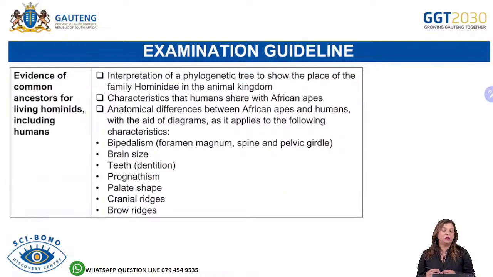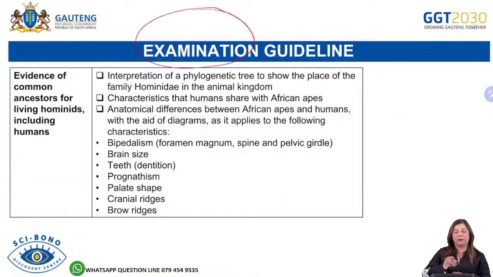So let's talk about evidence of common ancestors for living hominids, including humans. Again, the exam guideline. So very quickly, what do you need to know? You need to know how to interpret a phylogenetic tree to show the place of the family Hominidae in the animal kingdom. You need to know the characteristics that we as humans share with African apes. We share them with African apes. The anatomical differences between African apes and humans with the aid of diagrams.